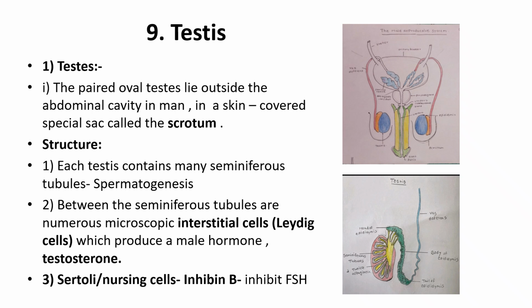Between the seminiferous tubules there are numerous interstitial cells, also called Leydig cells, which produce the male hormone testosterone. And the cells in between are also called Sertoli cells or nursing cells, which inhibit the FSH, that is follicle stimulating hormone.